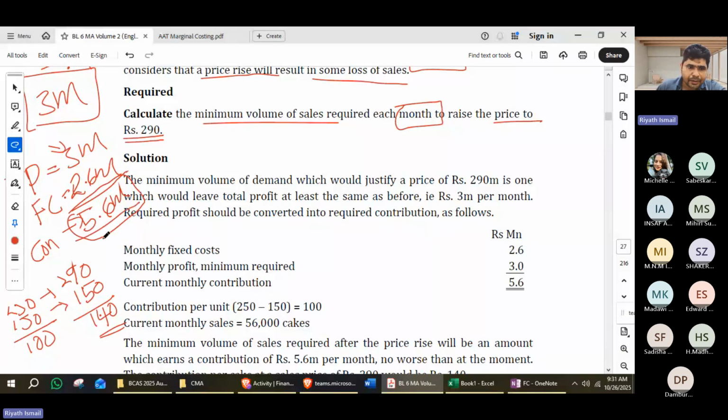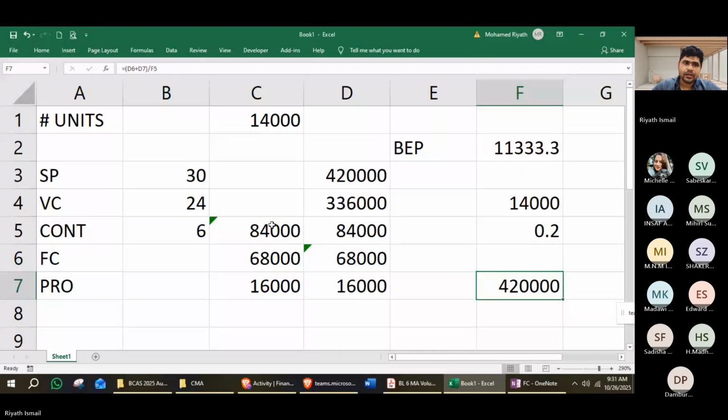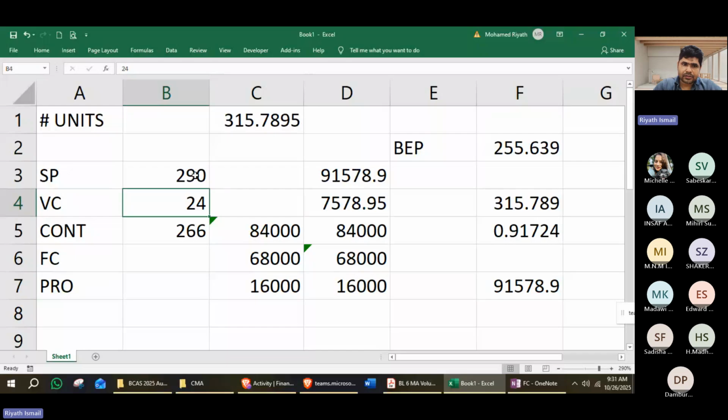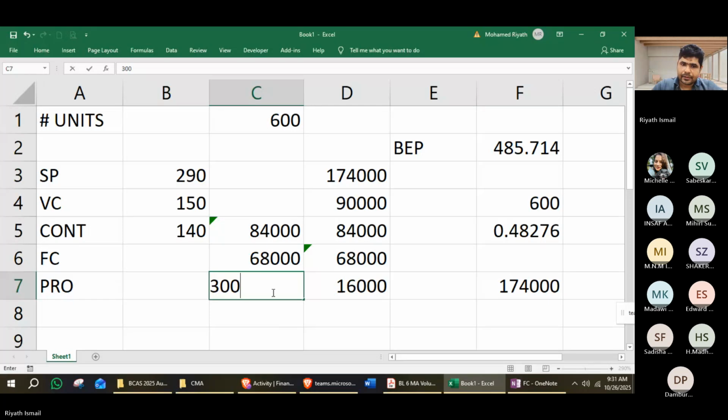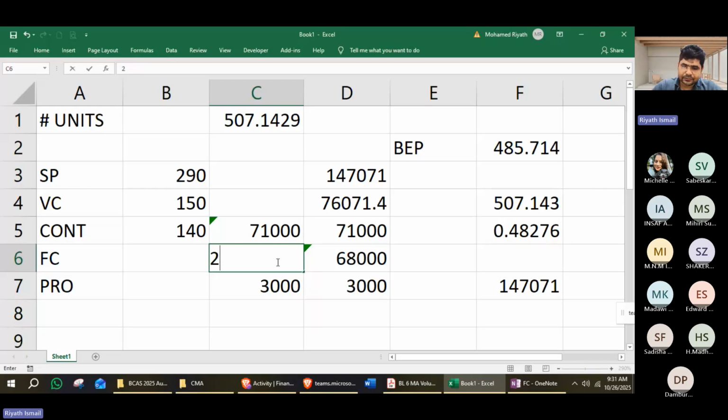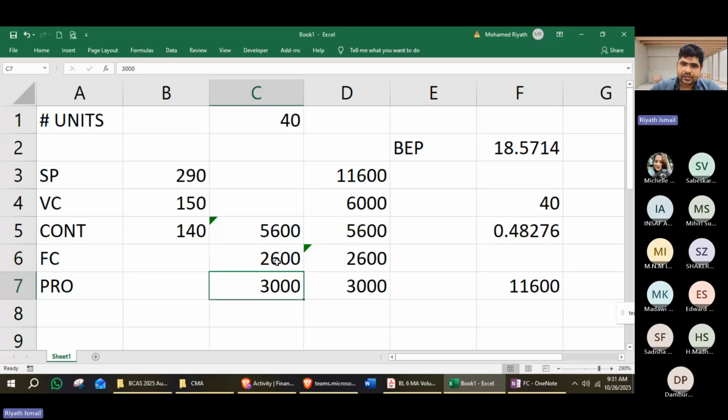5.6 million by 140. Then we will work it out. Here, selling price 290, variable cost 150, and contribution is 140. They want 3 million profit and 2.6 million fixed cost, so this is 5.6 million. Now let's see how many units they have to make.